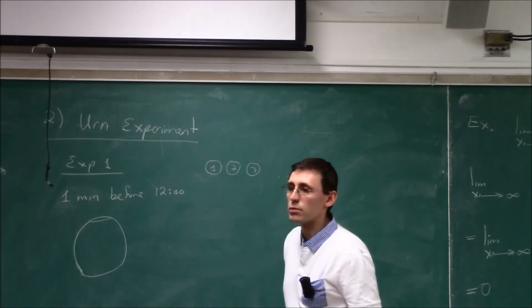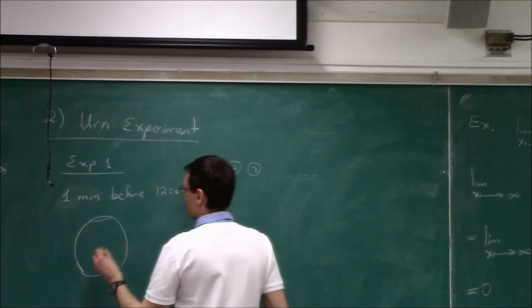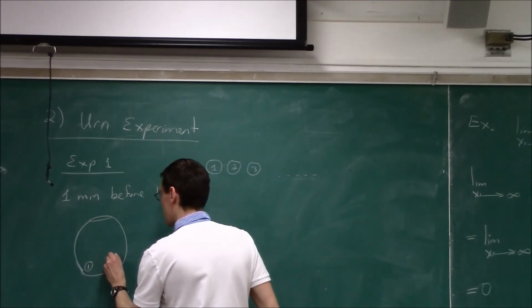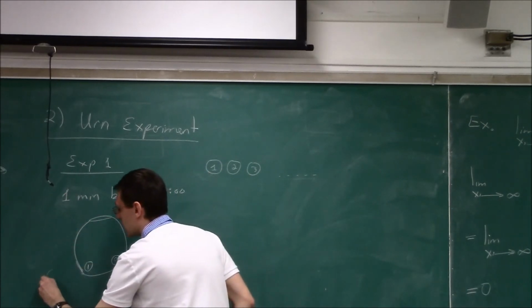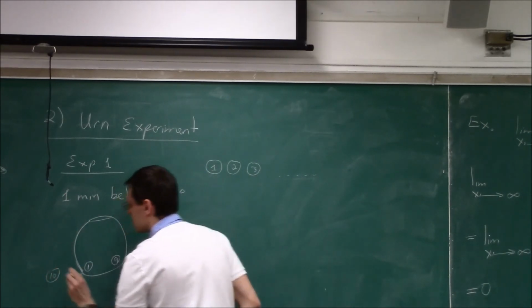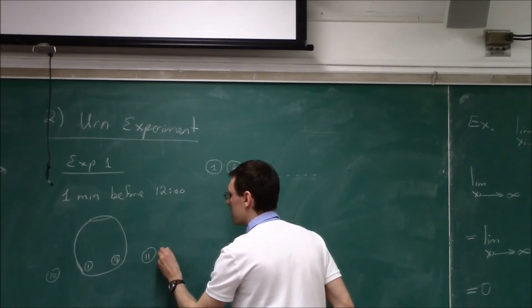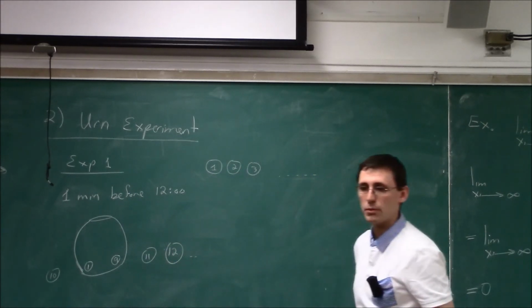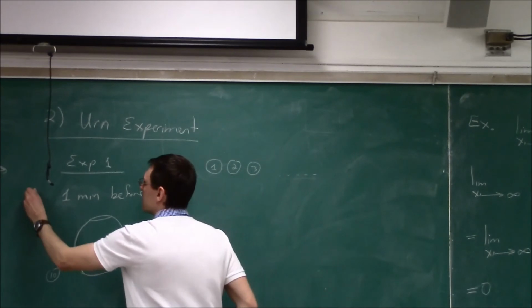So 1 minute before 12, you do the following. You place balls numbered 1 through 10, and the 10th ball you immediately take out. So that's what you have 1 minute before 12. This now is 11, 12, and so on. You understand what happened 1 minute before 12? That's procedure 1.